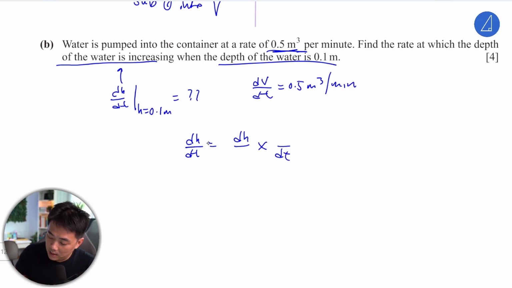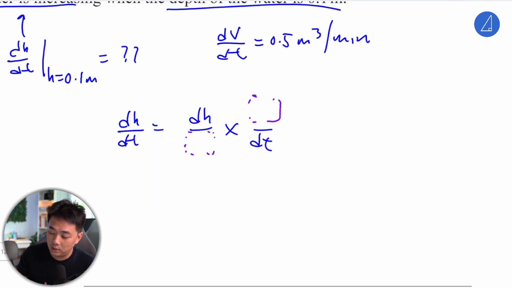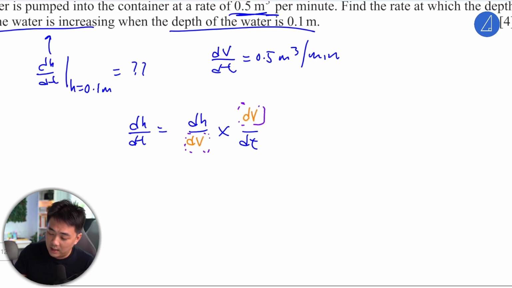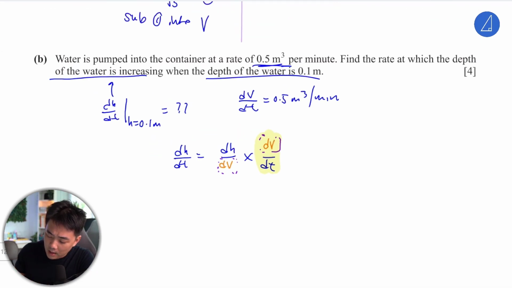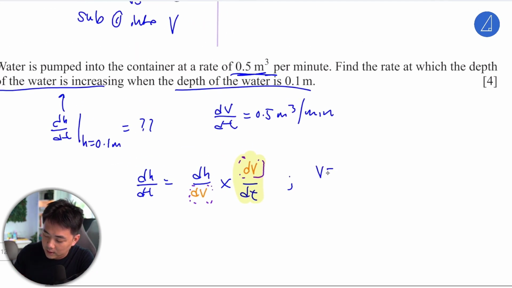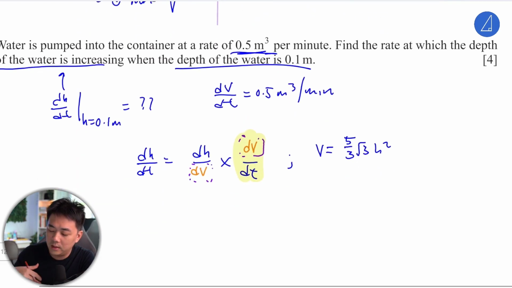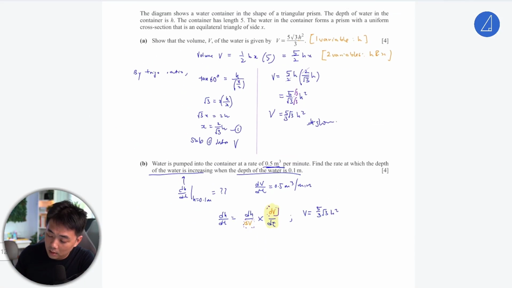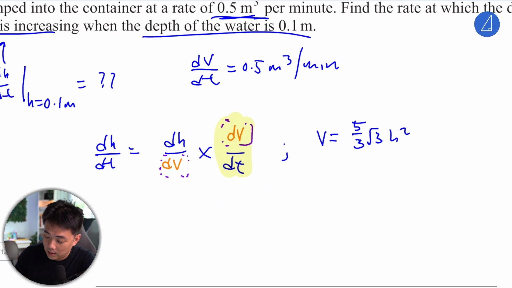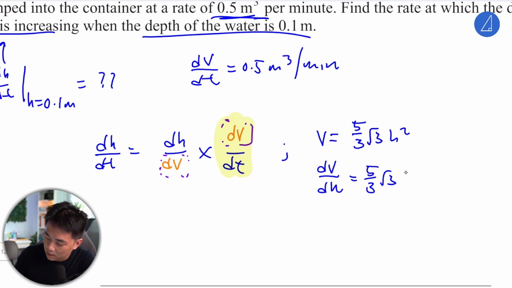So what you need to do next is, because this is what we want to find, I need to fill up this blank here. So to fill up this blank, using chain rule, we know that this has to be dV because we were given dV, right? So this is dV, this is dV. Once this is done, we know that dV/dt is fixed with 0.5 meter cube per minute. Okay, dh/dV is what we already found, so V is equal to 5/3 root 3 h squared. So even if you can't do the first part, you can just use the given result. So dV/dh will just be 5/3 root 3 times 2h.